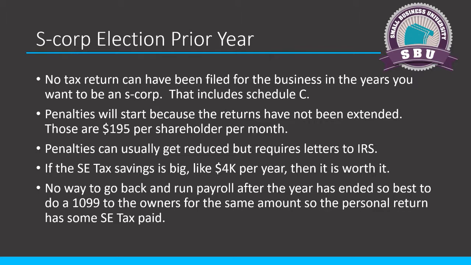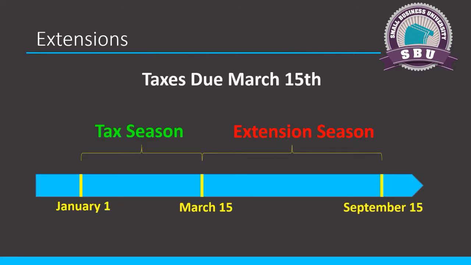Now let's get into the extension part of our lesson. Extensions allow you to file after the traditional tax season for S-Corps, which is January 1st through March 15th. Not a lot of time.